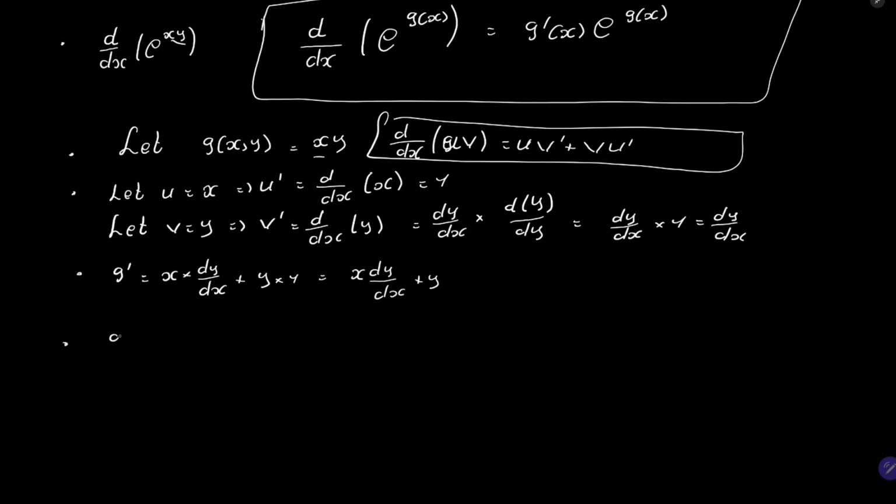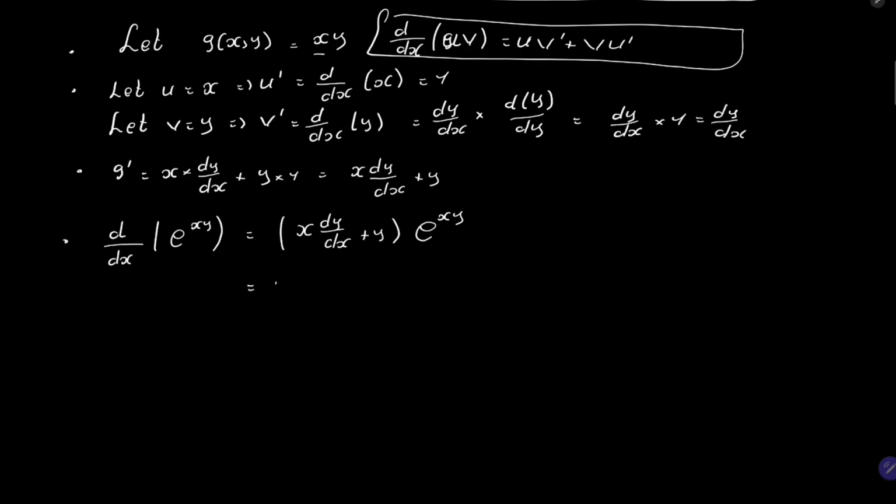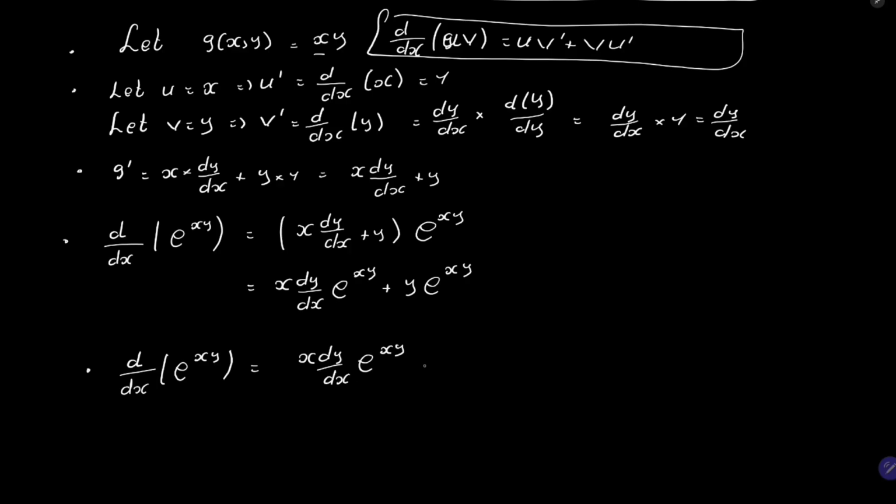So we can then conclude that the derivative with respect to x of our function e to the xy leaves us with g prime of x, which is x dy on dx plus y, times e to the xy. Opening the bracket, we have x dy on dx e to the xy plus y e to the xy. We can then conclude that the derivative with respect to x of our first term xy leaves us with x dy on dx e to the xy plus y e to the xy. We call this equation 1.